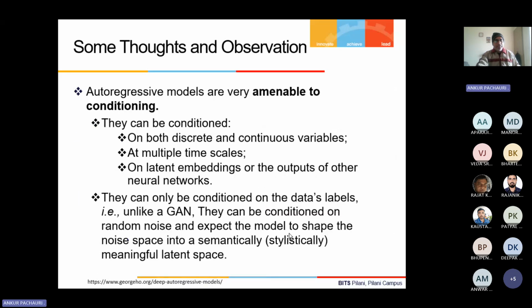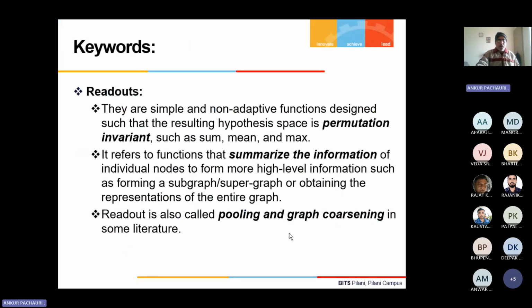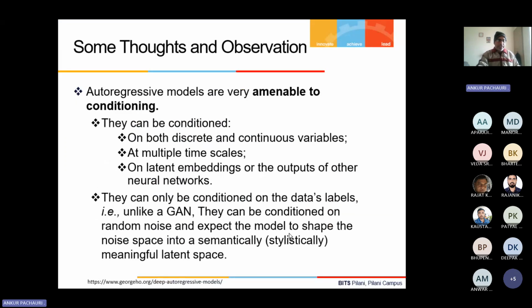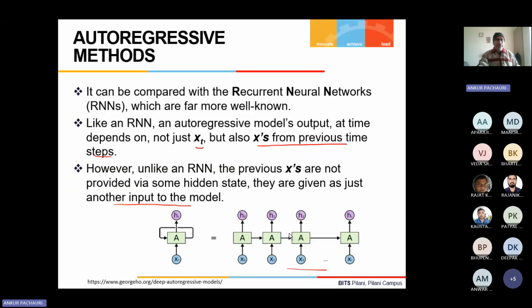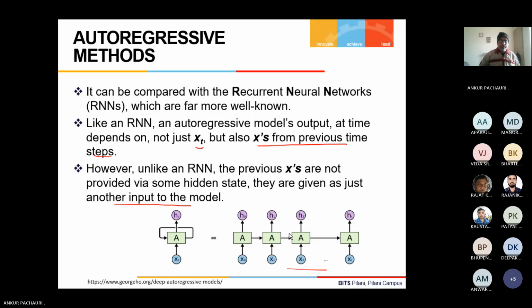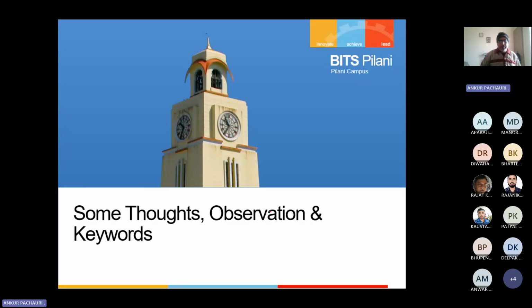I'll start with this, because there is a good algorithm which we call the teacher forcing algorithm, which is a part of RNN. I'll stop over here. Although I have covered it, I'll give you a brief discussion, a quick recap before starting again.